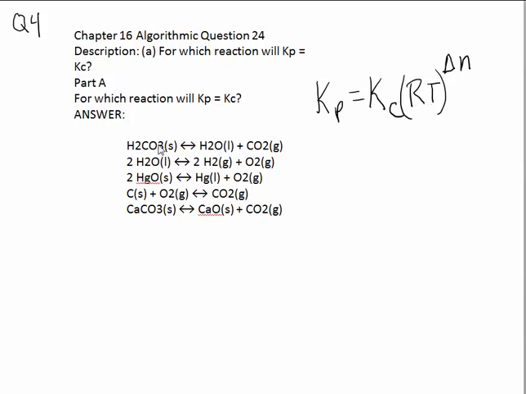And delta n, which of these, is there no change in the number of moles of gas? We have gas on the right in all these. Down here in the fourth choice, 1 mole of O2 gas, 1 mole of CO2 gas, so delta n is 1 minus 1, and that's the answer that gives us a delta n equal to 0. So the RT term becomes 1, and that's question 4.